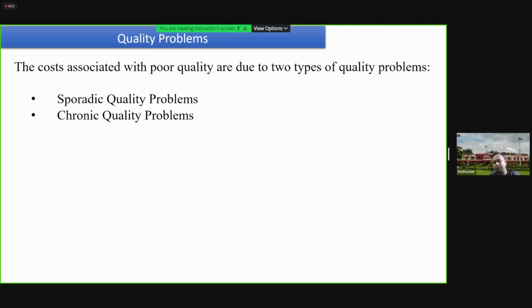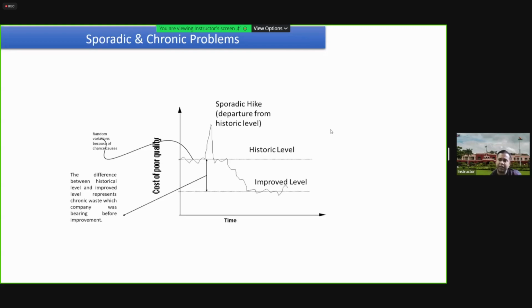Sporadic quality problems are those that originate randomly and might not normally be there in the system, but due to one reason or another, like the worker was not very focused, something happened and the whole lot, or a few products in that lot, were of bad quality. The tool broke while we were doing production and the quality parameters deviated from the desired specification. Those are the sporadic problems, and the chronic problems are there in the system; we have accepted that these sorts of problems exist and we are trying to improve there.